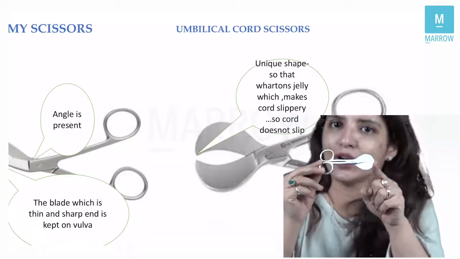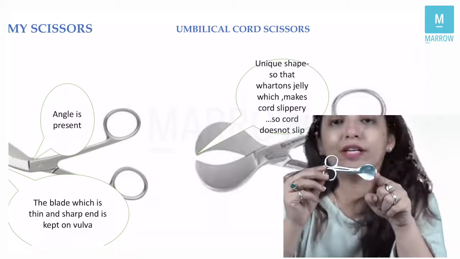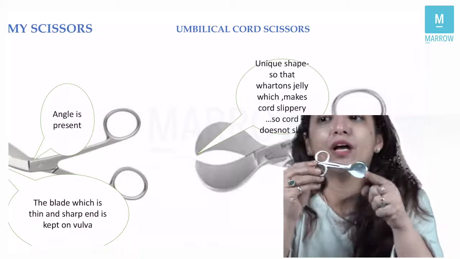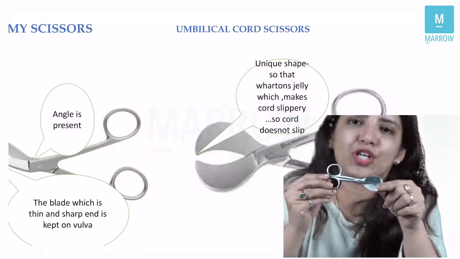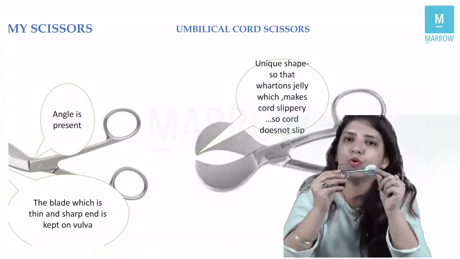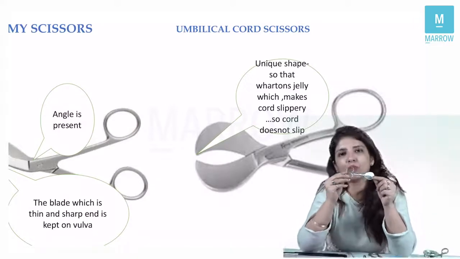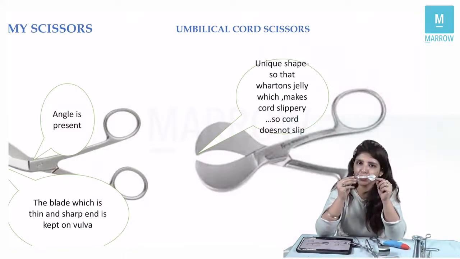What is delayed cord clamping? What is early cord clamping? What are the indications for early cord clamping? And what are the steps which are included in active management of third stage of labor? And I'm sure all of you know these questions by now. So these are the questions which can be asked when you get an umbilical cord cutting scissors, right?